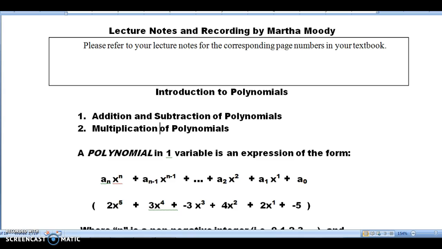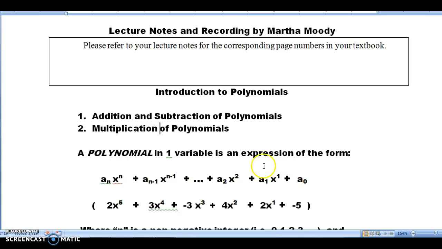I will not ask you on a test to identify what a polynomial is, but you will be expected to work with them. The definition of a polynomial in one variable is an expression of the form as you see right here underneath of it. These a sub n's refer to the coefficients. So down below you'll see they're like the numbers 2, 3, minus 3, 4, and so on. The x to the exponent refers to, this one starts out with n and n minus 1 and dot dot dot and goes on forever, and then a 2 and then a 1.